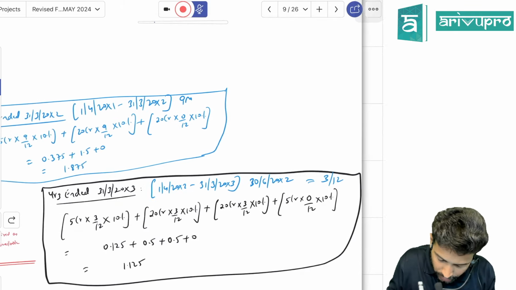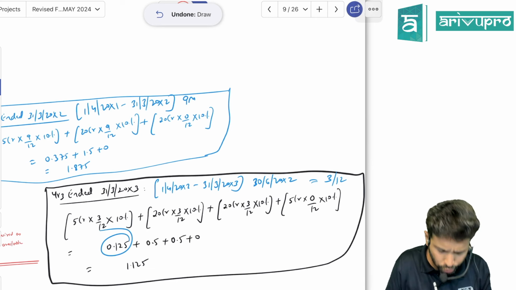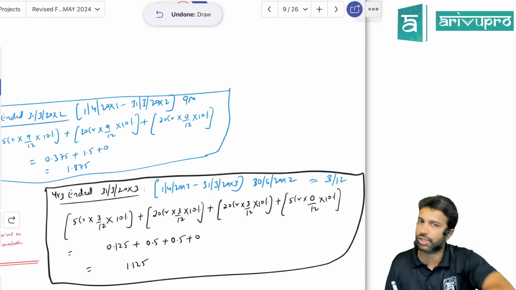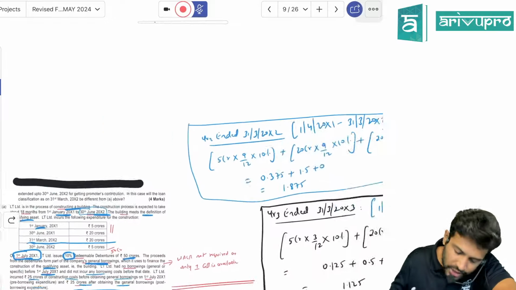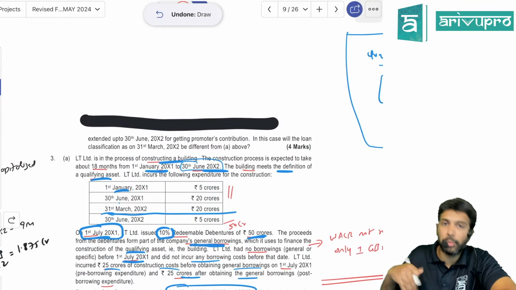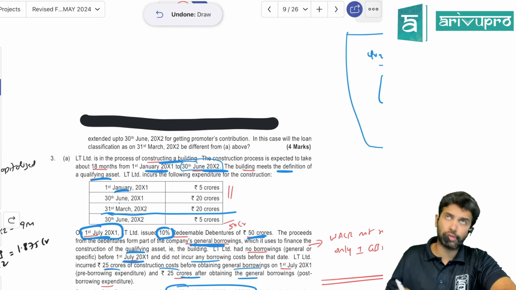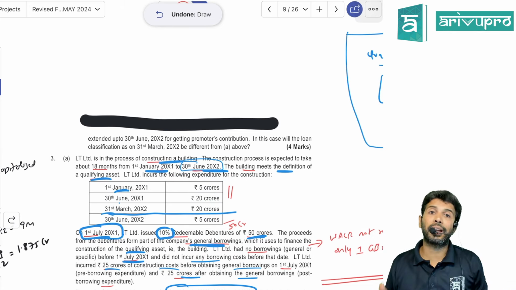So into 3 by 12 you do and multiplied by WACR, which is 10% only in this case. That will give you 0.125 crore as the capitalization amount of borrowing cost. Next, what expenditure you incurred? 20 crore. Is 20 crore incurred before 30th June 20x2? So we have already capitalized the borrowing cost on this in last year only, sir. Why will we have to capitalize again?